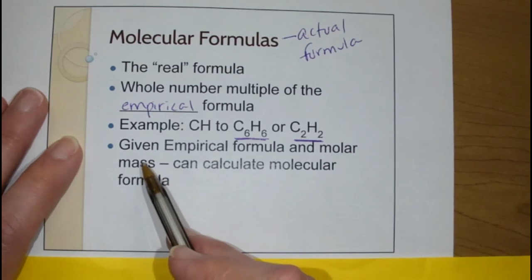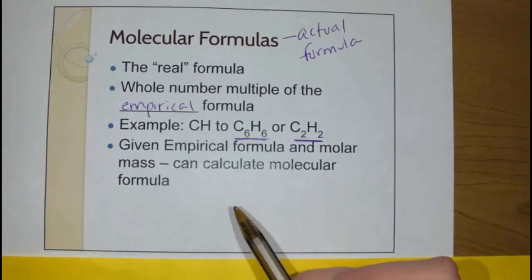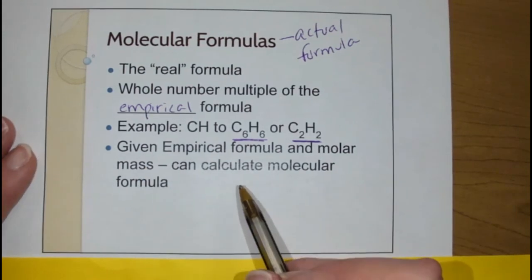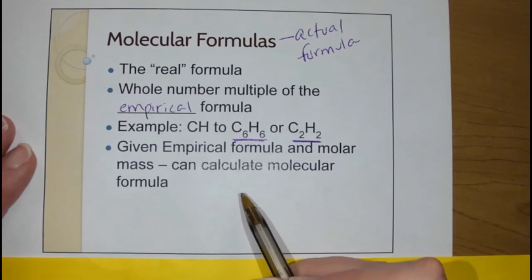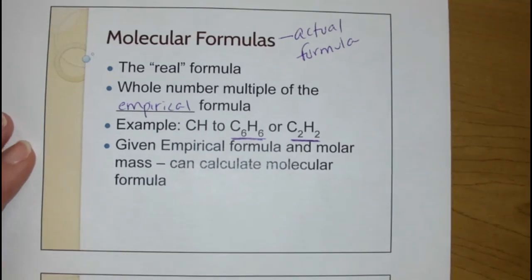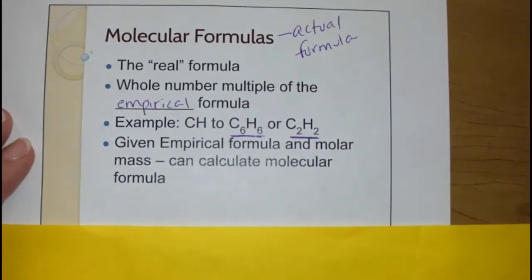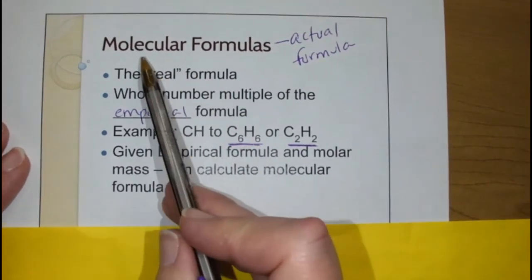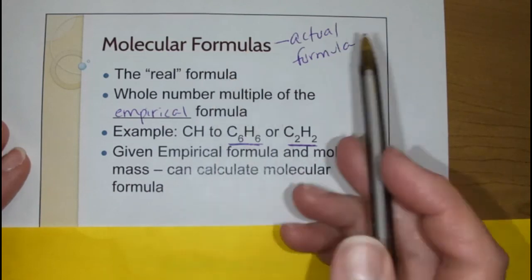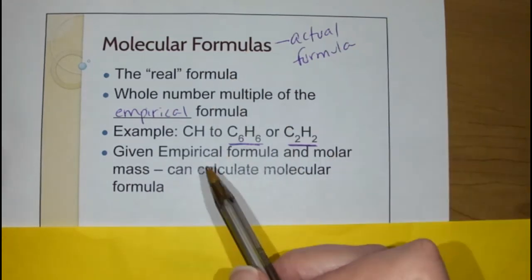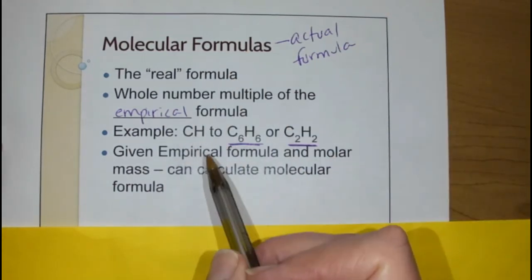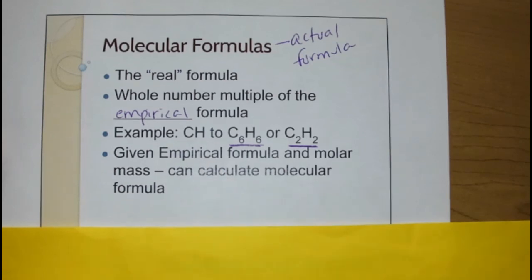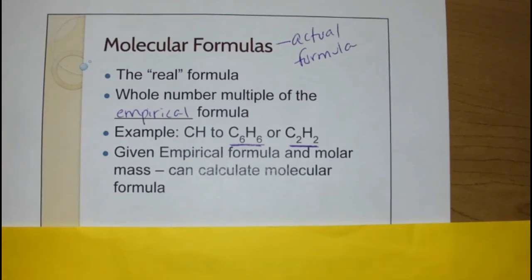Now we can calculate the actual molecular formula by being given the molar mass of the actual molecular formula, and we can do those kinds of calculations, but we are not going to do those this year. But I do want you to know what the molecular formula is. It's the actual formula, and the empirical formula is just the lowest whole number ratio for that actual formula. And that's how we do empirical formula problems.